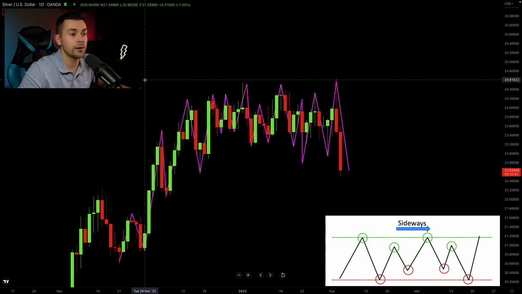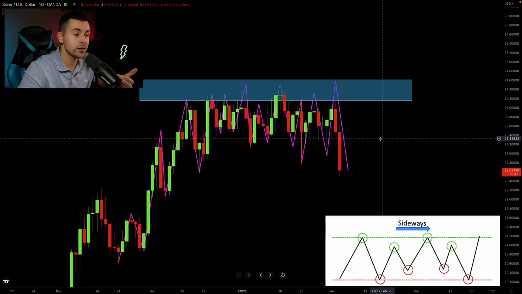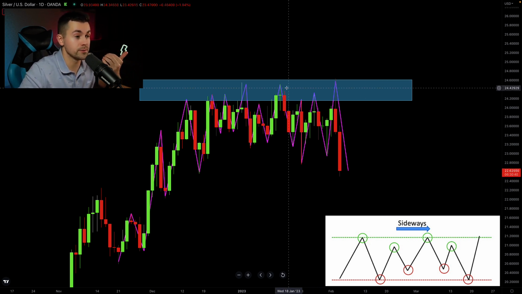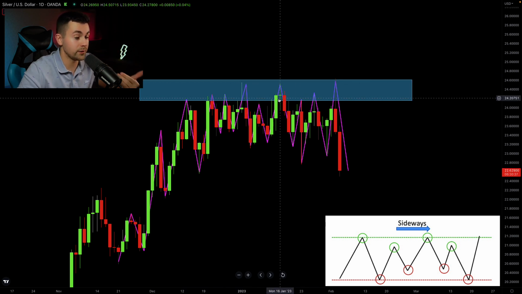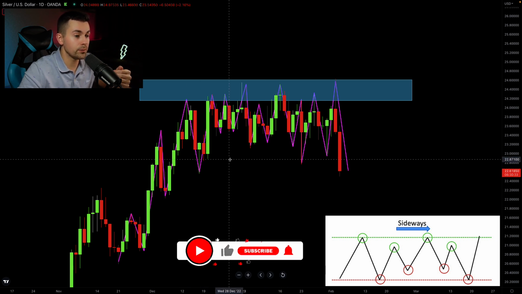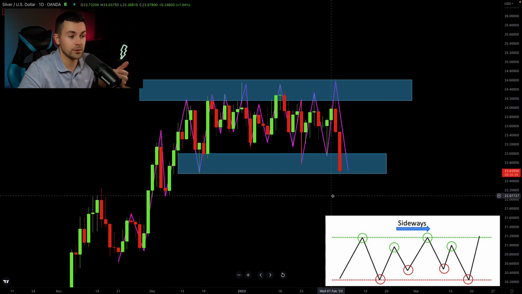And here we can easily identify the upper boundary of the range. By the way, the boundaries of the range are usually zones. And right here you can see that I underlined quite a wide area being its upper boundary. The lower boundary is a zone as well. Yes, here it goes.